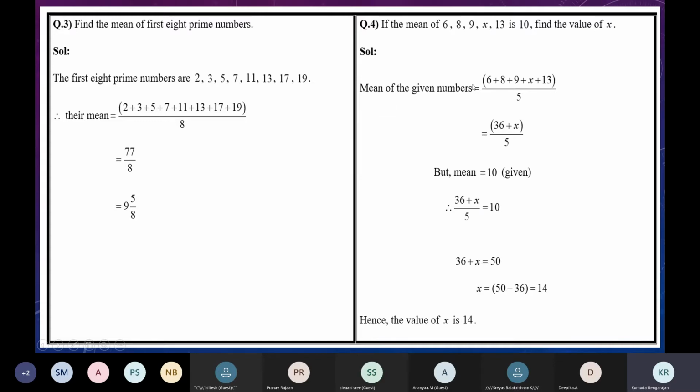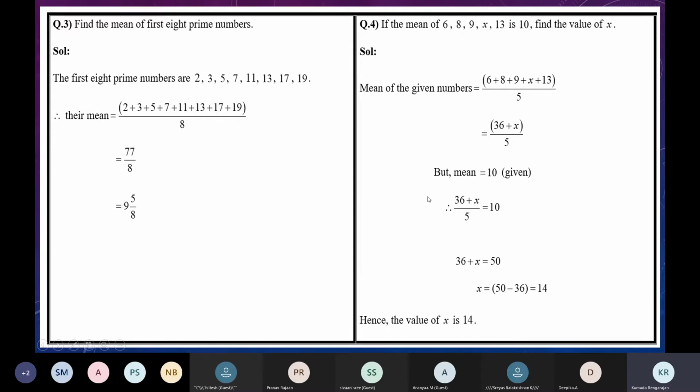So how do you find the mean of the given numbers? 6 plus 8 plus 9 plus x plus 13, divided by 5, which is (36 plus x) by 5. Now this is given to be 10. So that means (36 plus x) by 5 is equal to 10.